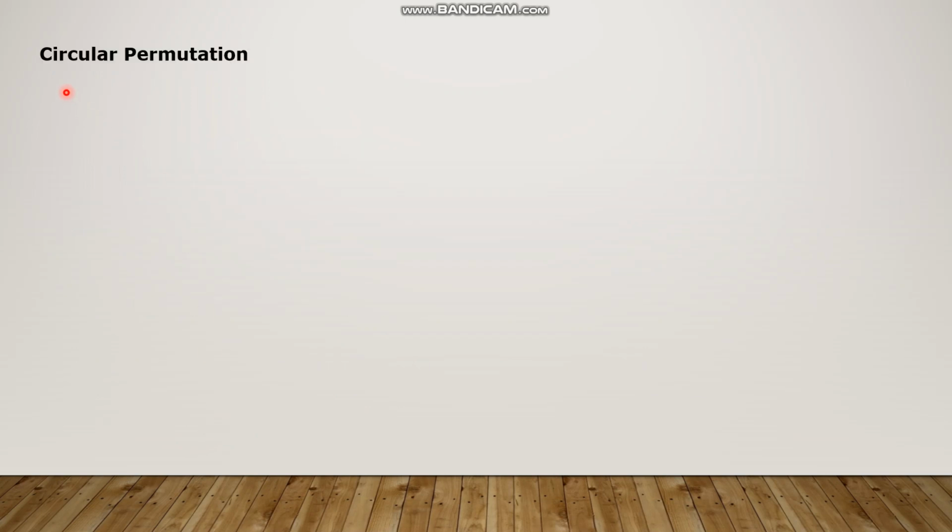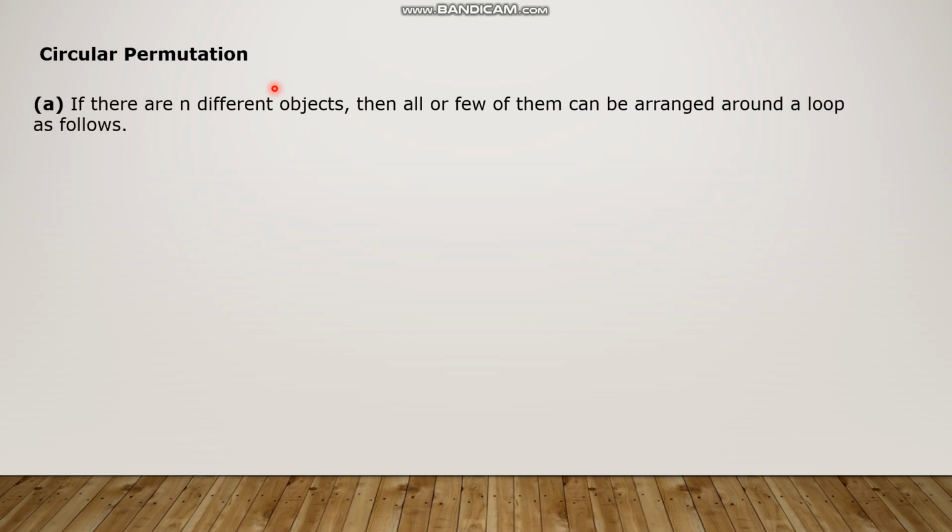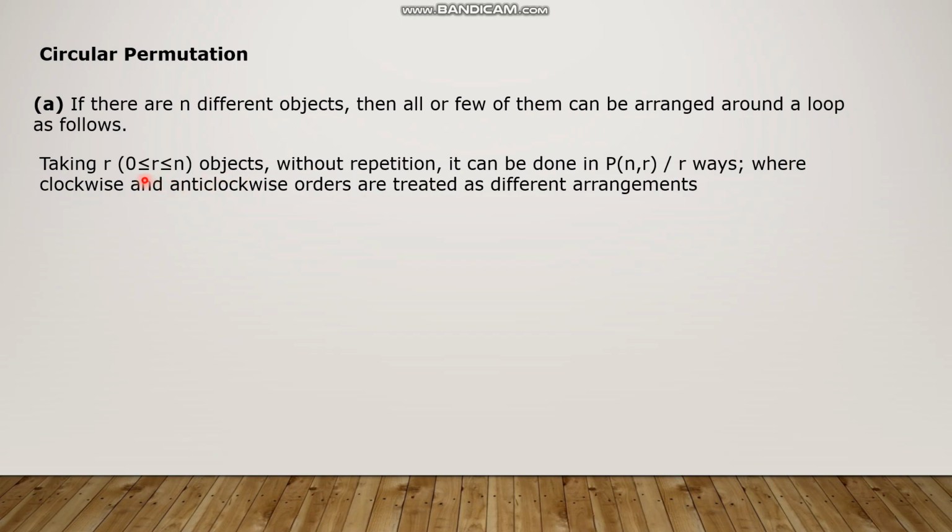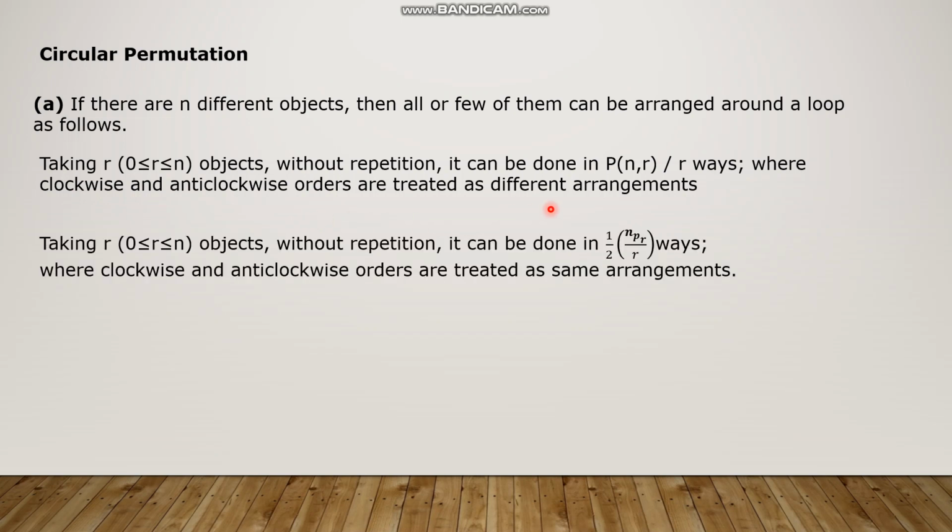There is one more concept called circular permutation. If there are n different objects, then all or few of them can be arranged around a loop as follows. Taking r, where r lies between 0 and n, without repetition it can be done in nPr divided by r ways, where clockwise and anti-clockwise orders are treated as different arrangements.